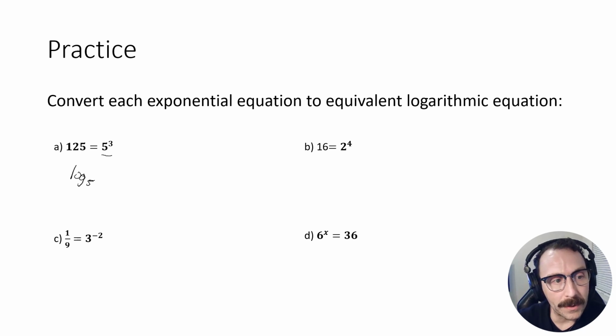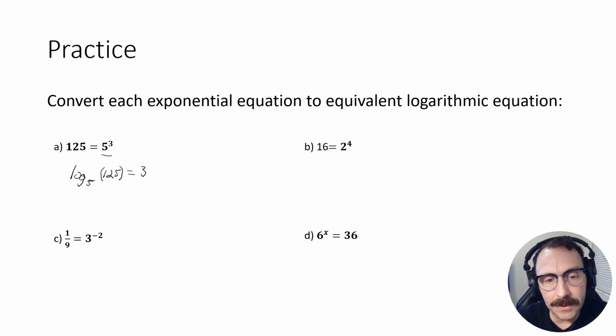And then I need to put the argument here into the log. And so it's going to be the opposite of what I see in the exponential. It's not going to be 3. It's going to be 125. And so this will all be equal to that original exponent, right? And so if I wanted to read this out, I would read it as if it was an exponential. I'm saying 5 raised to the power of 3 is equal to 125, or in logarithmic form, log base 5 of 125 is equal to 3.